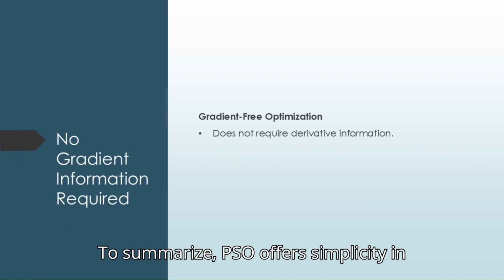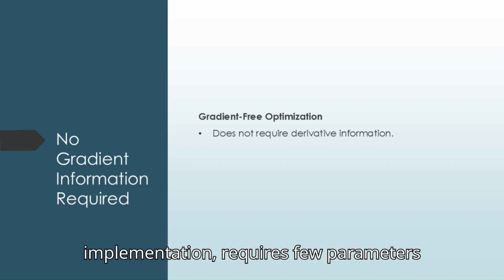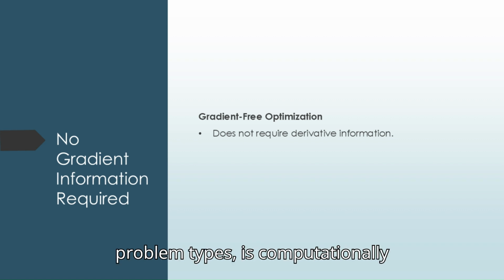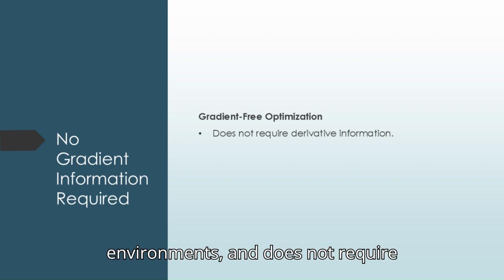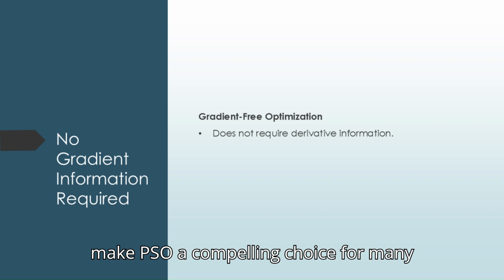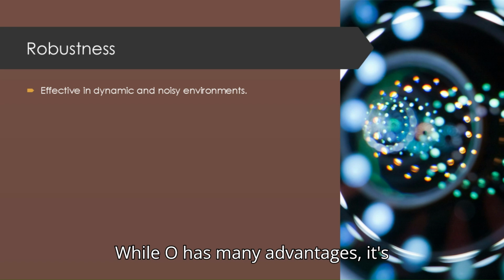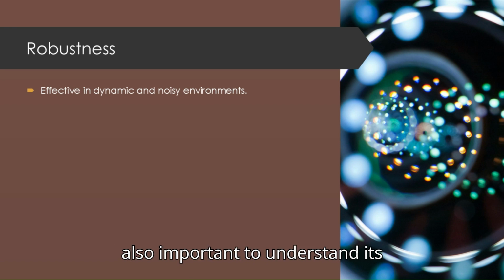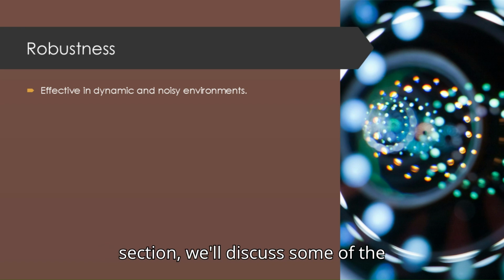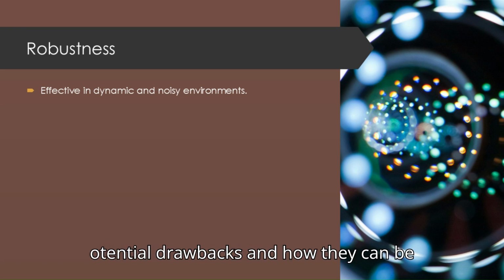To summarize, PSO offers simplicity in implementation, requires few parameters to tune, is versatile across various problem types, is computationally efficient, robust in different environments, and does not require gradient information. These advantages make PSO a compelling choice for many optimization tasks. While PSO has many advantages, it's also important to understand its limitations and challenges. In the next section, we'll discuss some of the potential drawbacks and how they can be addressed.